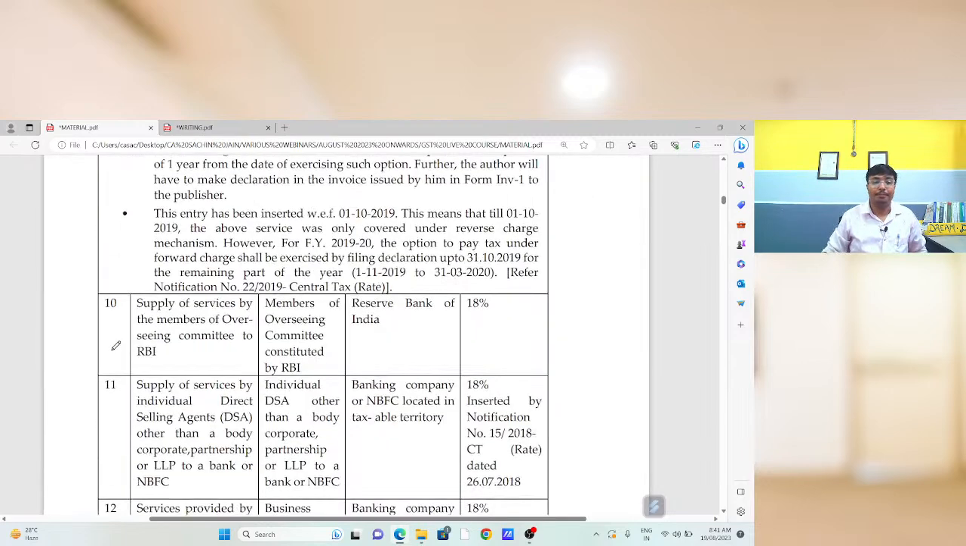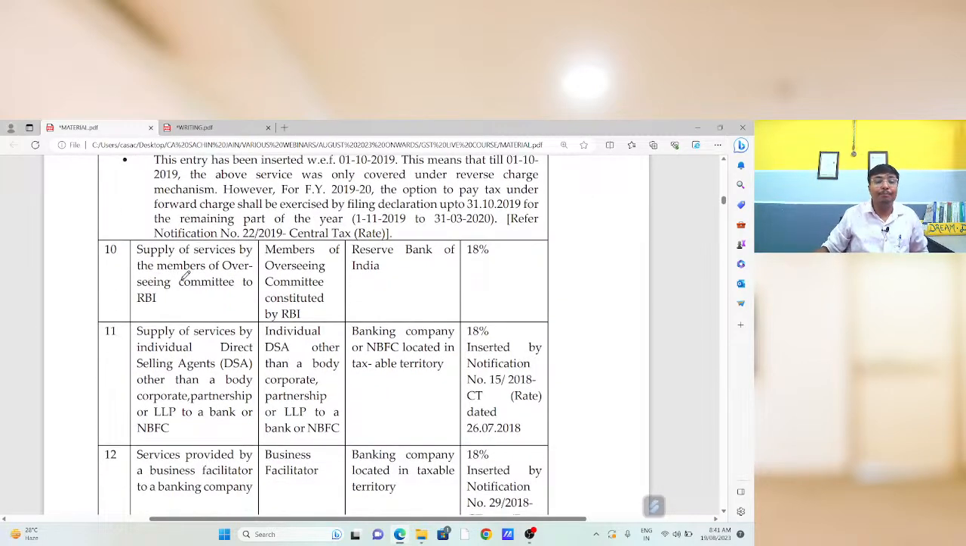Now, supply of services by the members of an overseeing committee to the Reserve Bank of India. Reserve Bank of India has formed a committee, and that committee is going to take various services and suggestions from the committee members. If that committee member is going to supply services to the Reserve Bank of India, in that case that member is not liable to make the payment of taxes as a supplier. In that case, RBI is liable to make the payment of taxes under reverse charge mechanism.